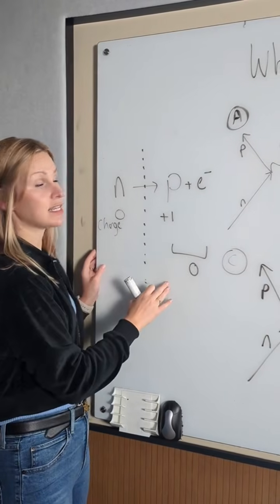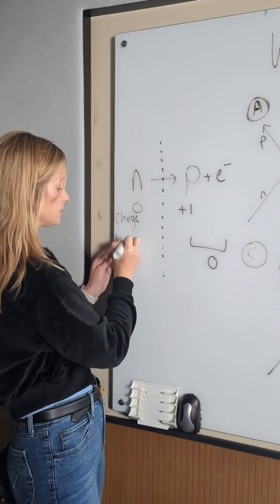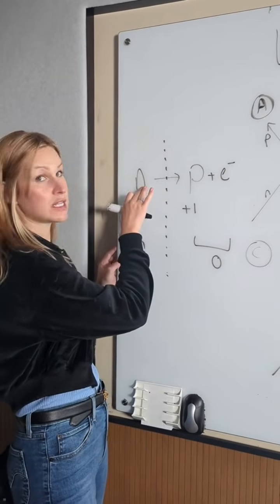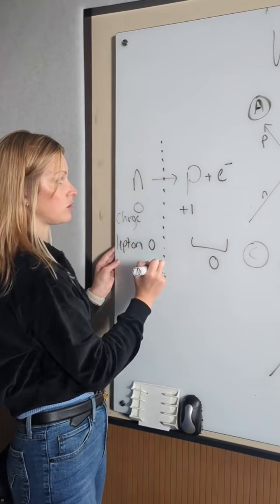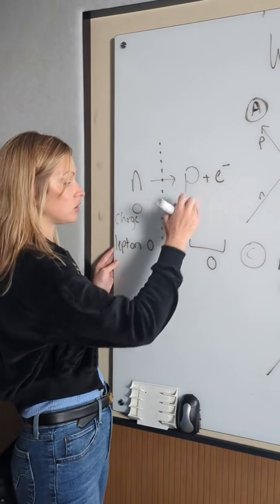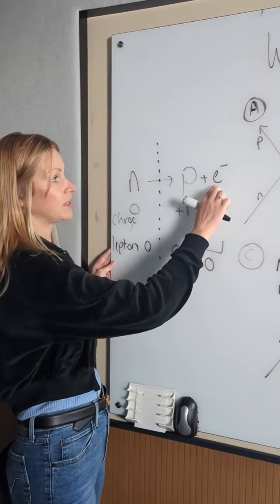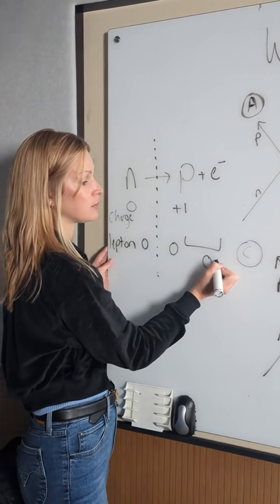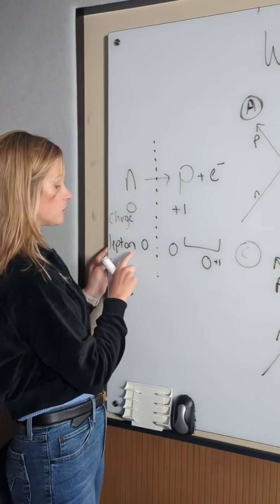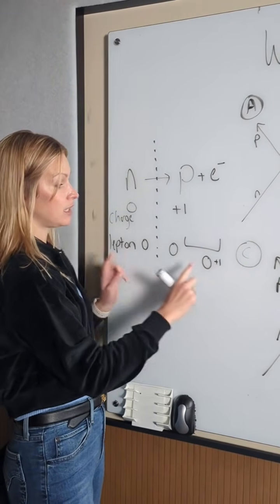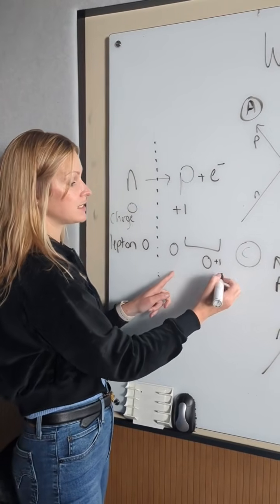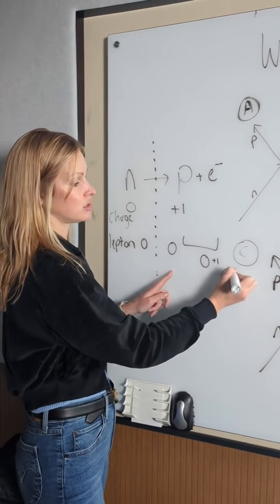The next thing is I want to look at the lepton number, because I know that also has to be conserved. A neutron is not a lepton, so the lepton number is 0. A proton is not a lepton, so the lepton number is 0. But an electron is a lepton. It is a real particle, so its lepton number is +1. So if I've got 0 on this side for lepton number and +1 on this side, I need something with a negative lepton number.